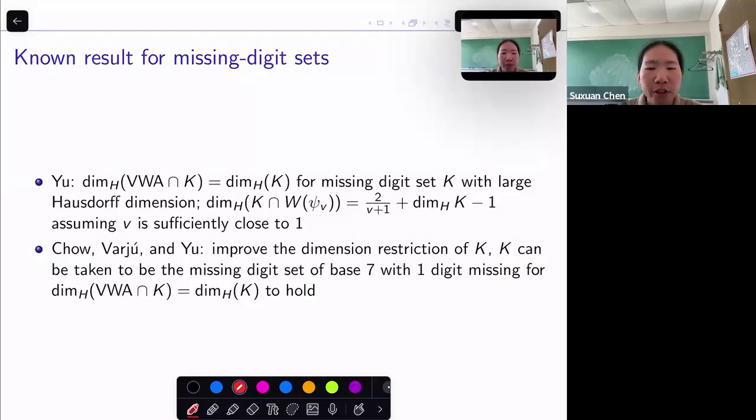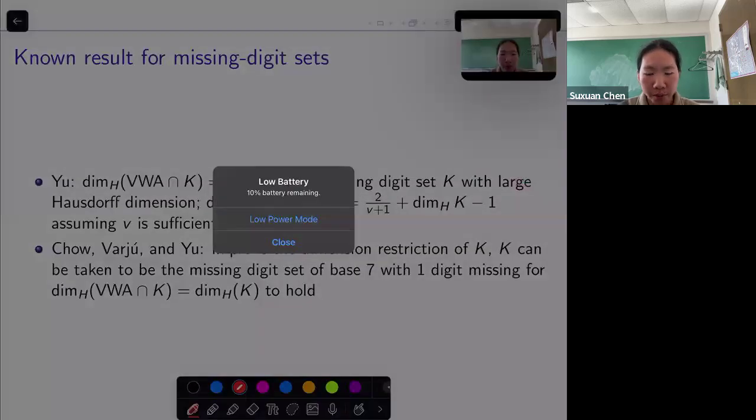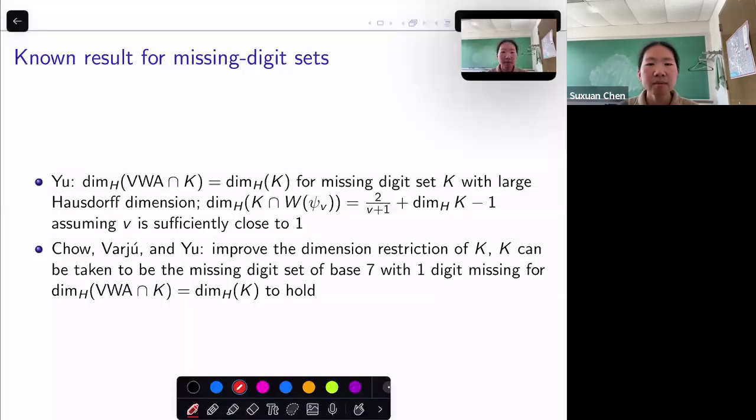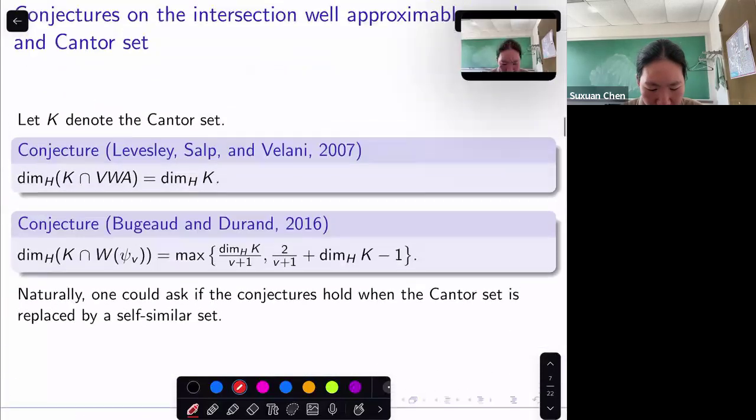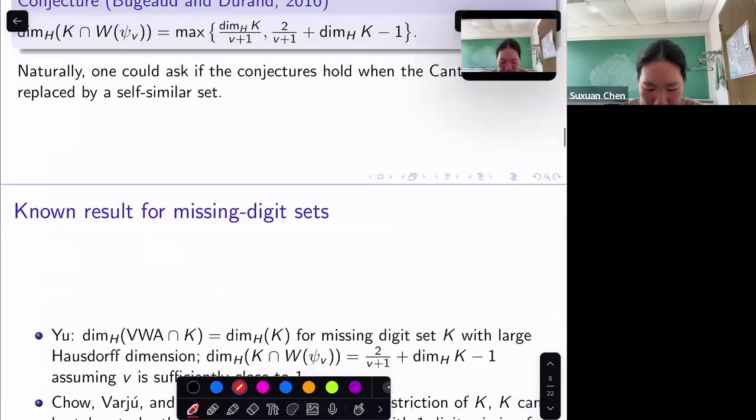And this work was further improved by Cho or Zhu and Yu. In their joint work, they improved the dimension restriction on A. So now K can be taken to be the missing digit set of base 7 with 1 digit missing, and for this result to hold, which is the first conjecture by Leversley, Sup, and Villani.